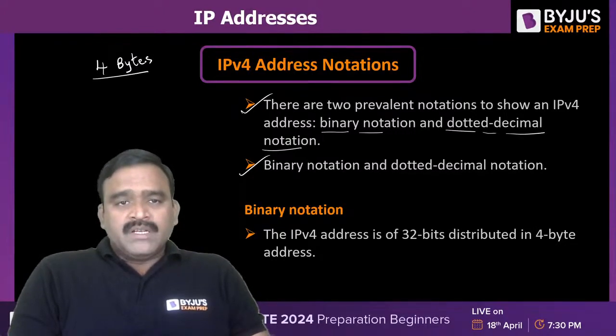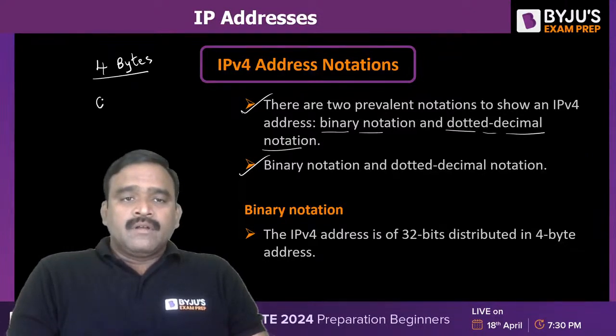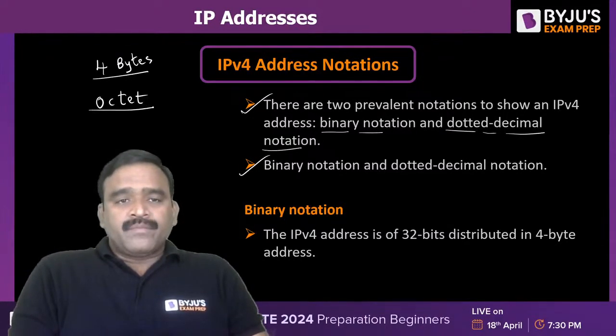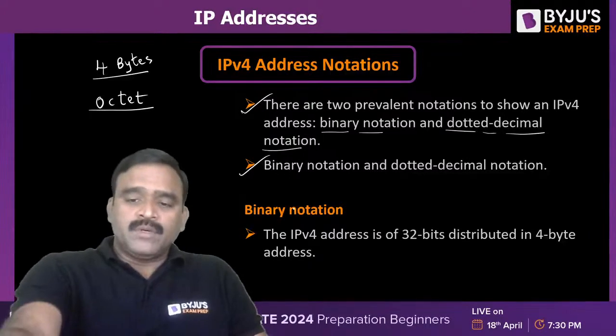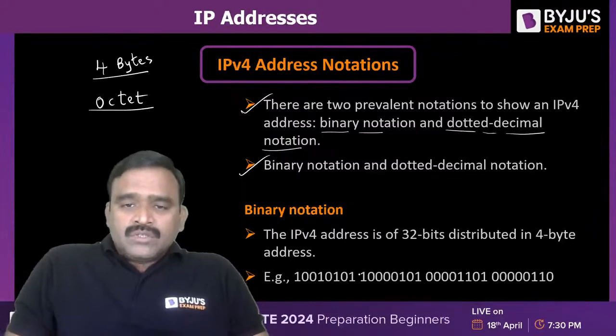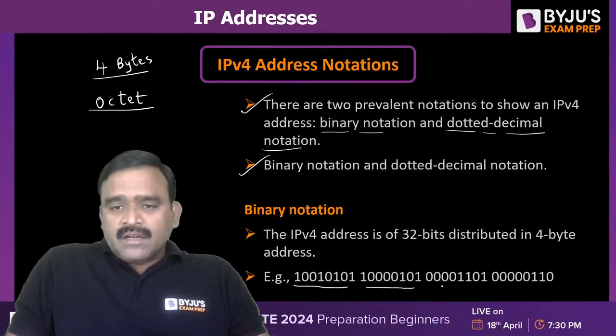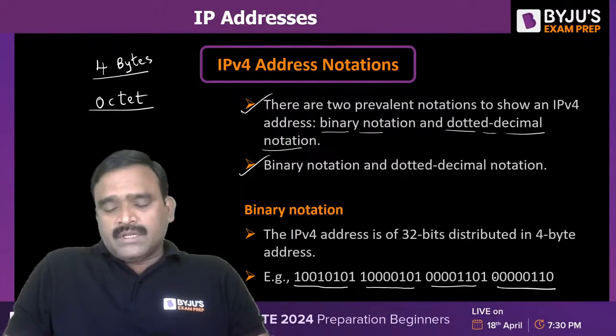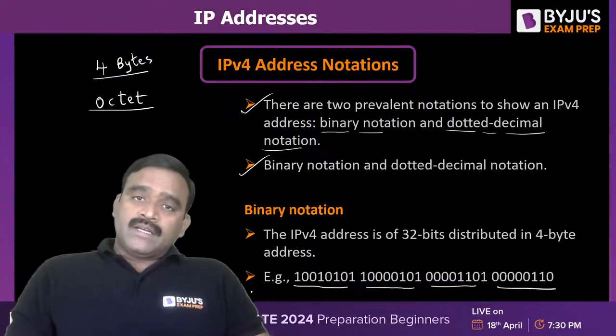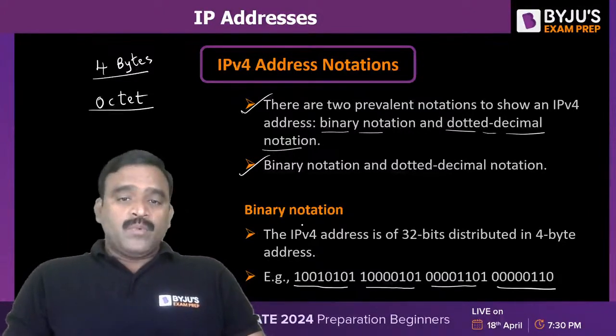So a group of 8 bits is nothing but an octet. One octet is nothing but a group of 8 bits. So it is shown like this. This is one octet, one example. This is the second octet, third octet, fourth octet. So that means how many octets? 4 octets. 4 8s, a 32-bit IP address.